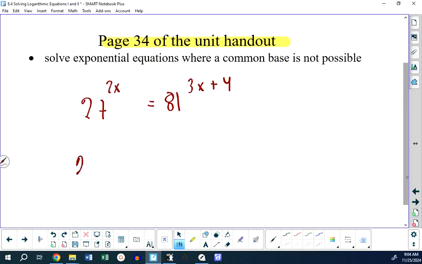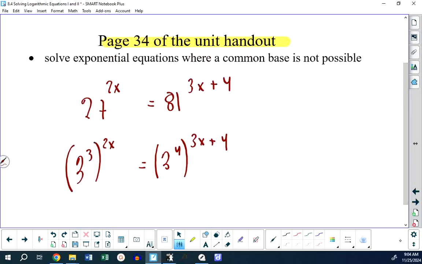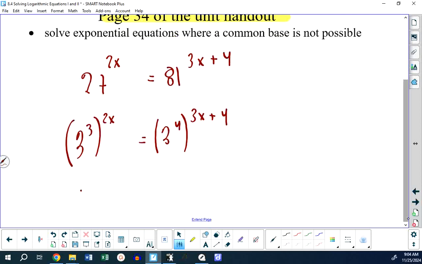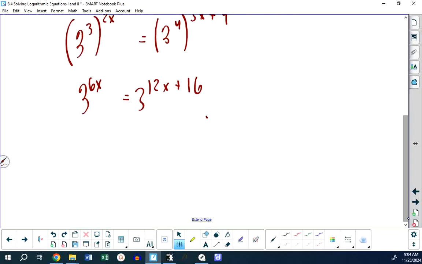So this would be 3 to the 3 to the 2x equals 3 to the 4 to the 3x plus 4, which would mean 3 to the 6x equals 3 to the 12x plus 16. How's my Monday morning multiplication and arithmetic? Okay. Now you would drop the bases, because if the bases are both 3 and these are equal powers, the exponents must be equal.